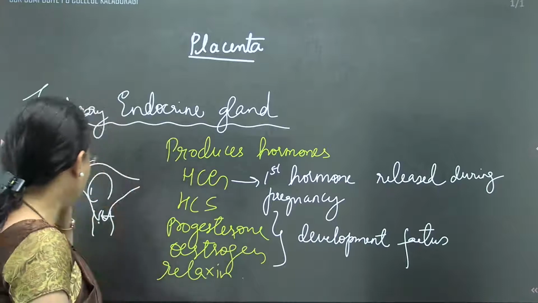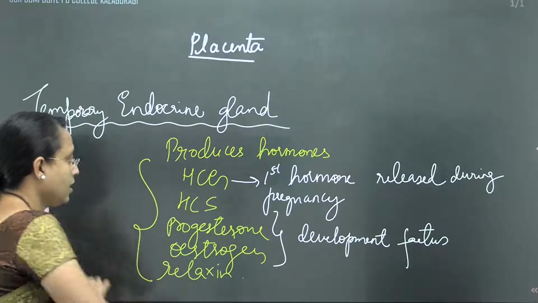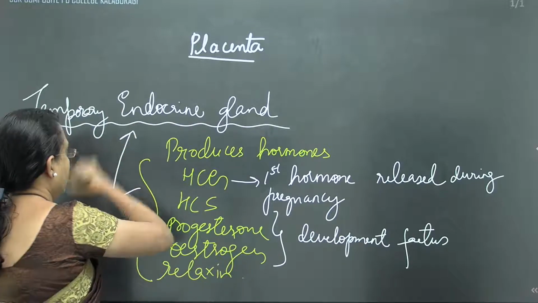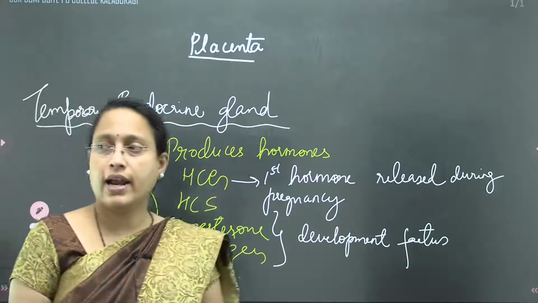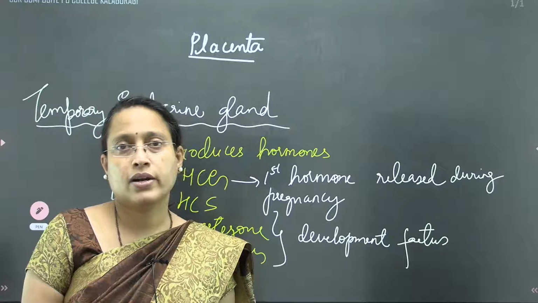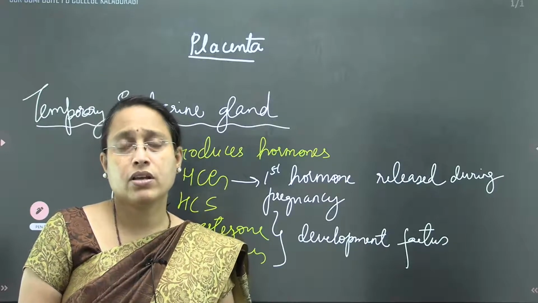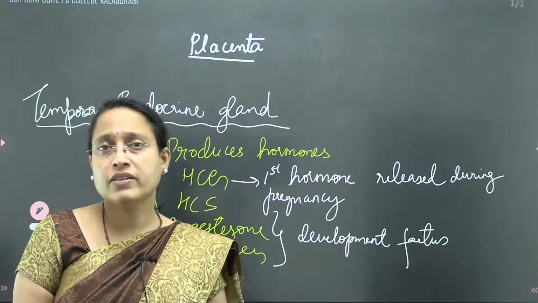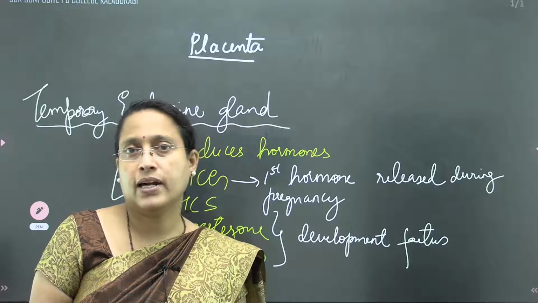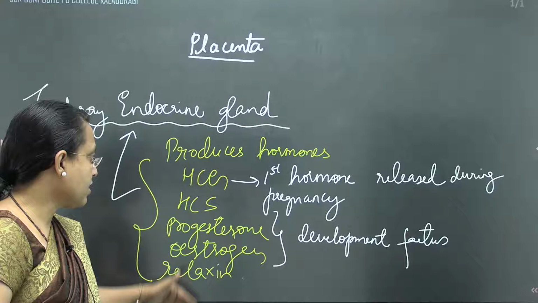Because of the placenta secreting all these hormones, what will it be called? The endocrine gland. What kind of a gland? It is called a temporary endocrine gland. Remember, because the placenta itself is a temporary structure, to act as an endocrine gland also, it will be a temporary endocrine gland. Okay. So these are the hormones released.